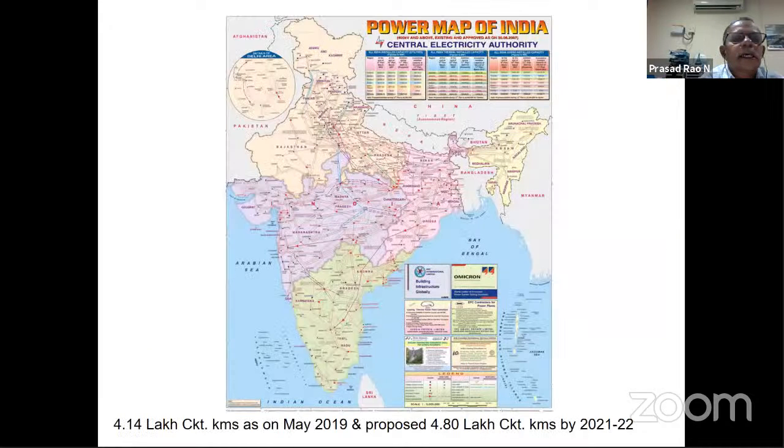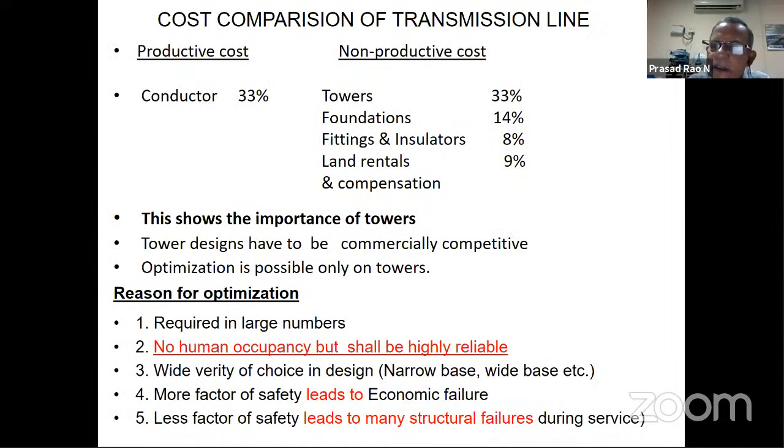As I said, if you see a transmission line system, suppose it costs 100 crores, in that 33 crores goes to the conductor, that cannot be reduced. Whereas towers will be taking around 33%, 33 crores. That means here is the chance for optimization. Whatever optimization you can do, you can reduce the cost here only, whereas the foundation we cannot reduce, fittings and insulator, land rentals, these things cannot be decreased. Only in the tower we can do some optimization.